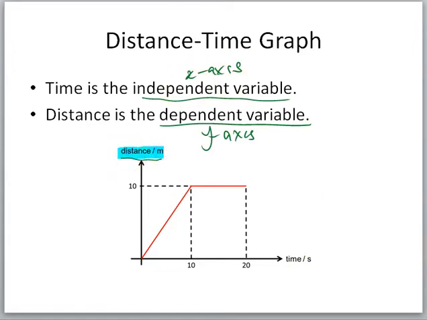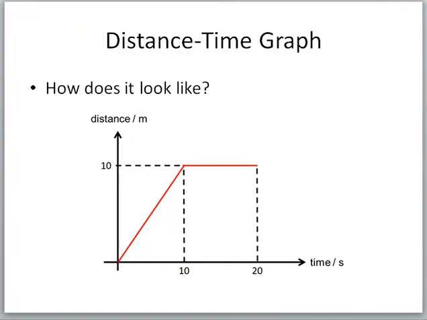So take a look at these two parts here. This is how you determine what type of graph it is. For a distance time graph, the y-axis is distance, the x-axis is time. So how does it look like? Generally, distance at the y-axis, time at the x-axis.